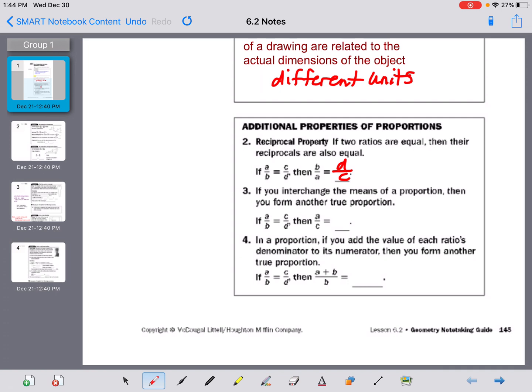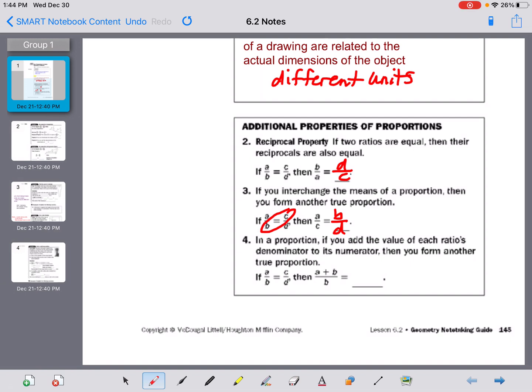For number 3, if you interchange the means of a proportion, then you still have another true proportion. So remember, the means are these middle ones. It says let's interchange them. So A over C, and let's put B over D. So we just switch what's in the means, and it's still a true proportion.